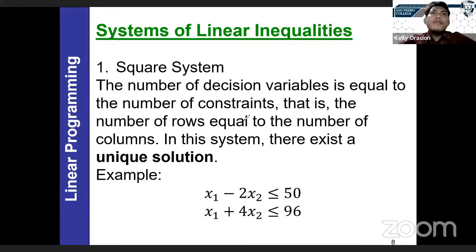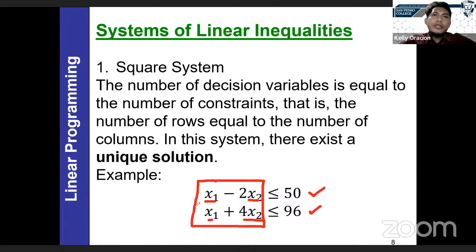The number of decision variables, we have this one, there are two. And the number of constraints we have here: constraint 1, constraint 2. Then, the number of rows is equal to the number of columns. Focus here, okay? There are 2 rows and there are 2 columns. So this example is a square system.